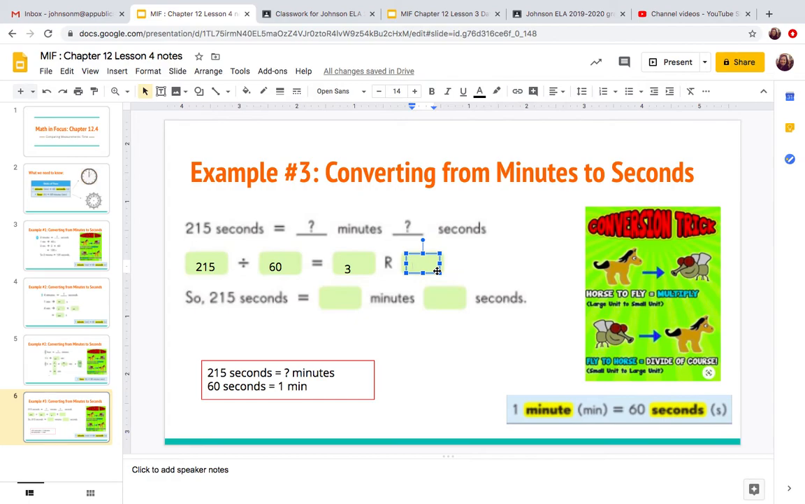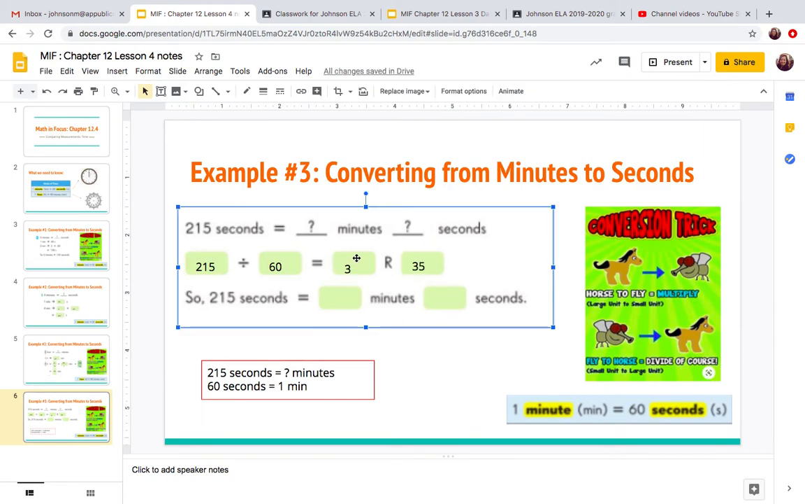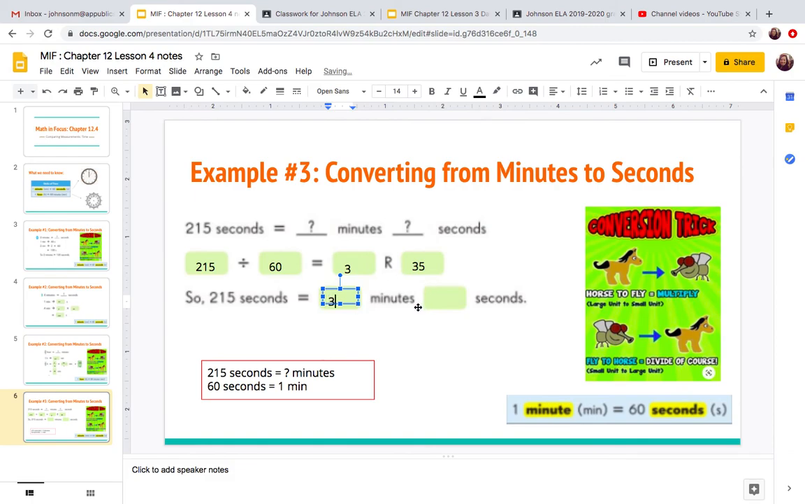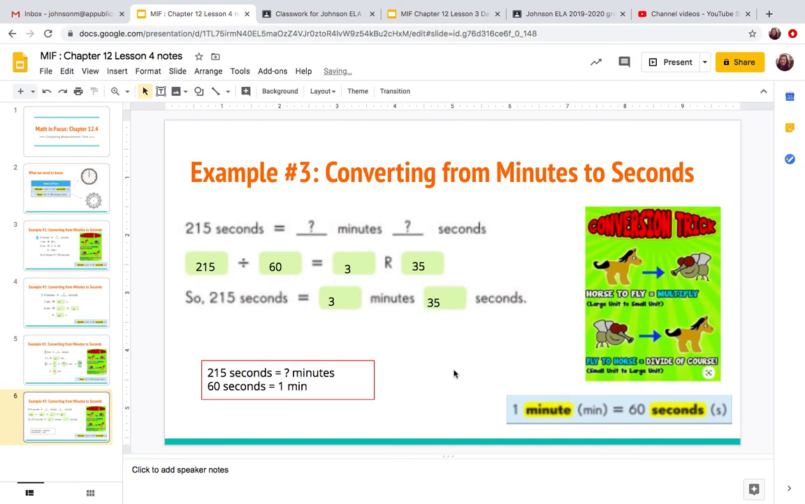Let's see, 3 times 60 is 180, so 215 minus 180 is going to give me 35, so 3 with a remainder of 35. So I know that this one is going to be my minutes because we divided by 60. So I'm just going to rewrite it now: 3 minutes and, oops, I already had it there, 35 seconds.